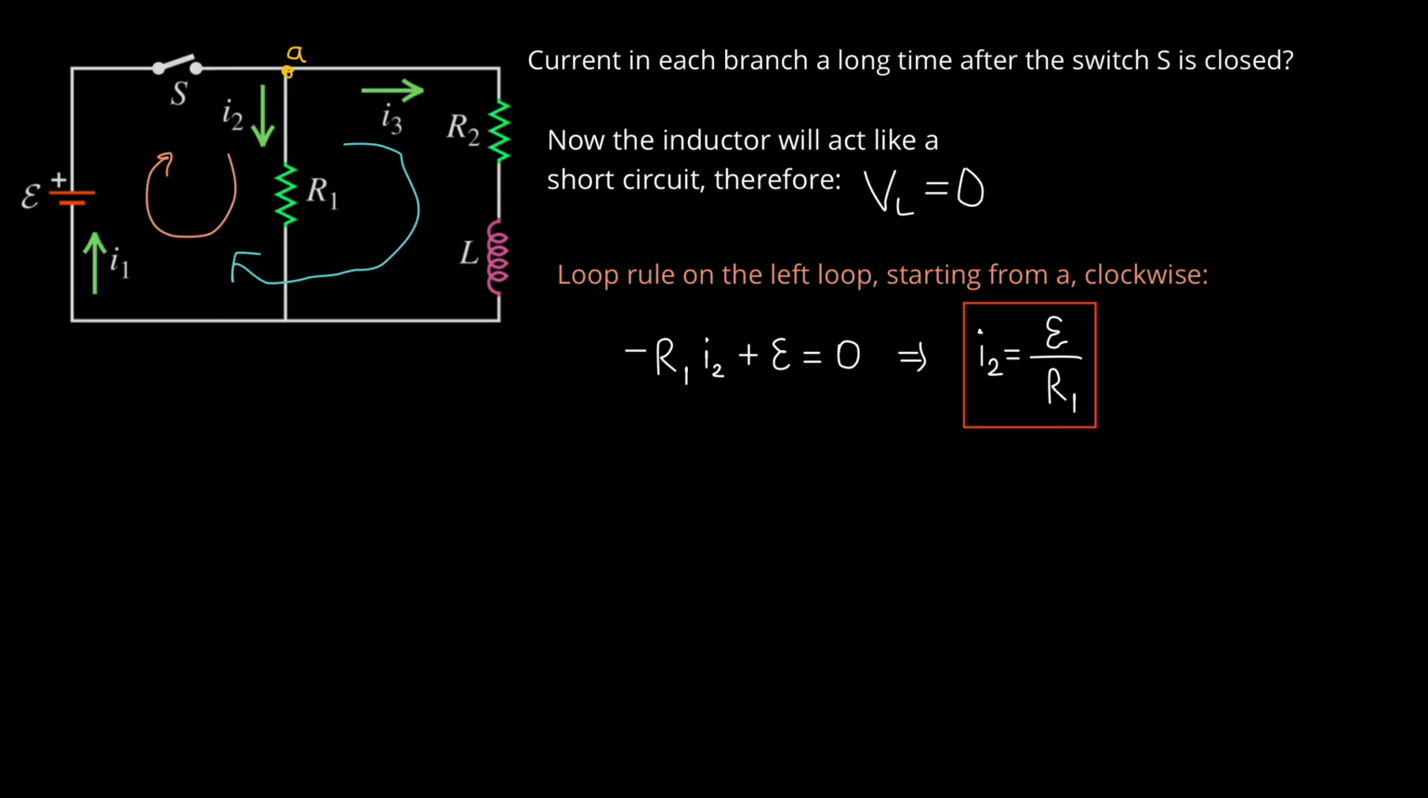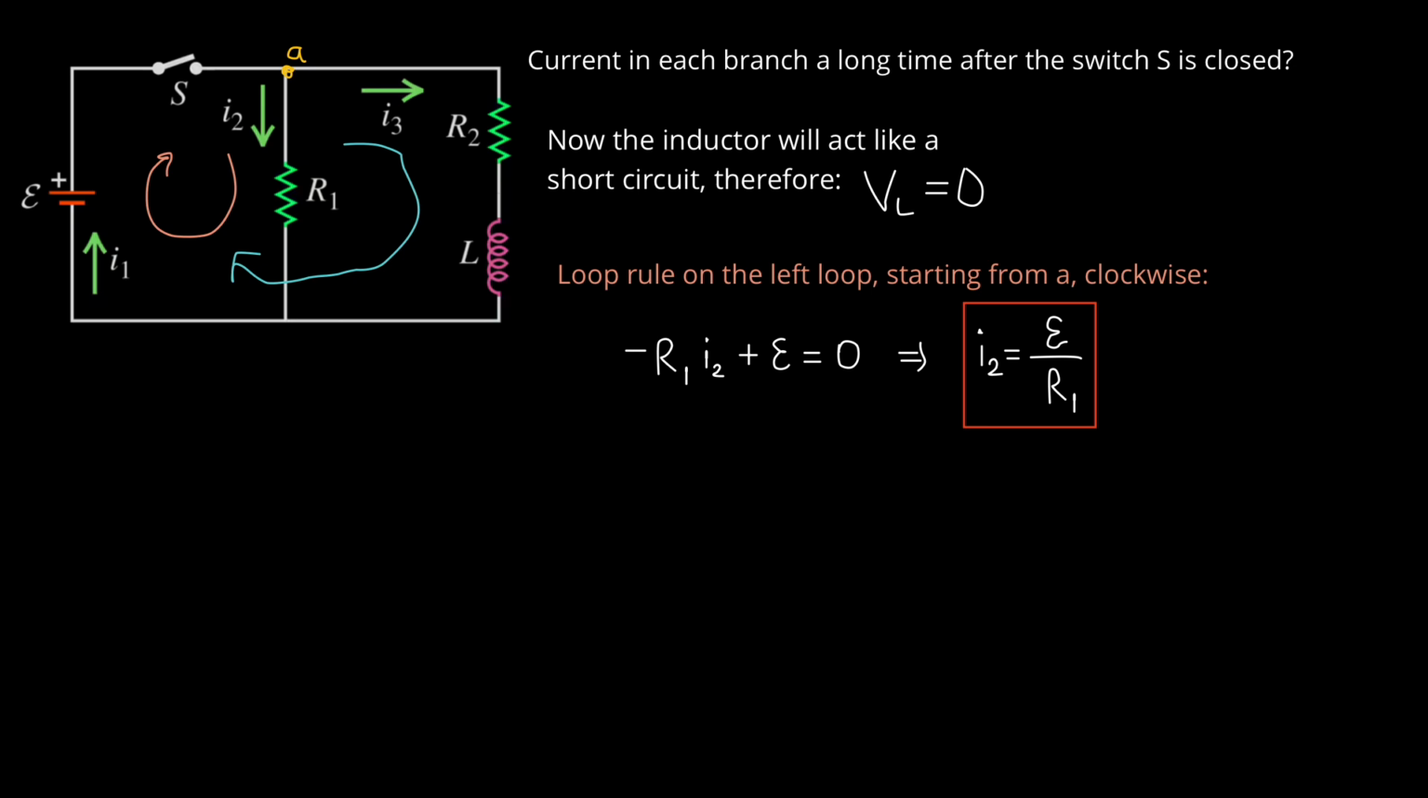What is the current in each branch a long time after the switch is closed? A long time after, the inductor will act like a short circuit. So the current on the inductor will start from 0, it'll grow, and then it'll reach a maximum value. It'll stop changing at that point. Because the current on the inductor stops changing, the voltage across the inductor will become equal to 0 because it's proportional to the rate of change of current. Because the rate of change of current will be 0 when the current reaches a steady state, the voltage across the inductor will become 0. So V sub L is equal to 0 a long time after the switch is closed.